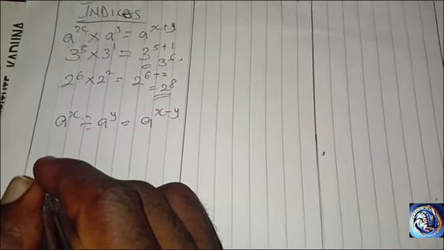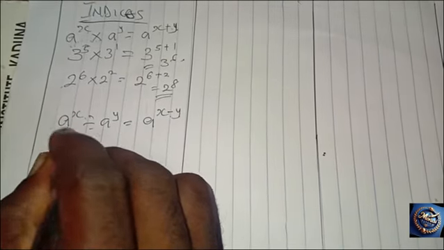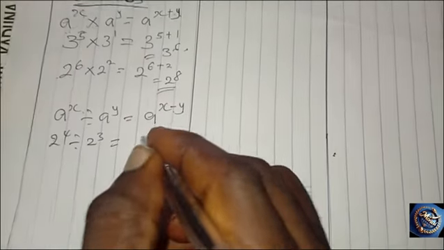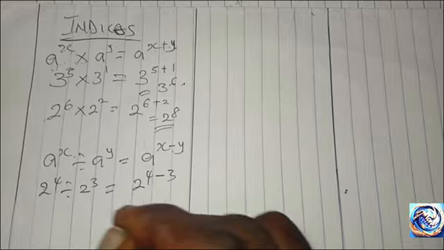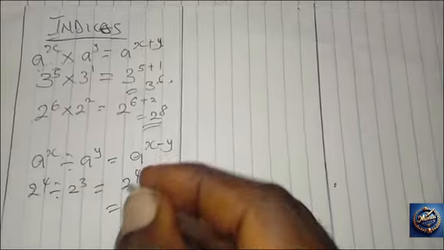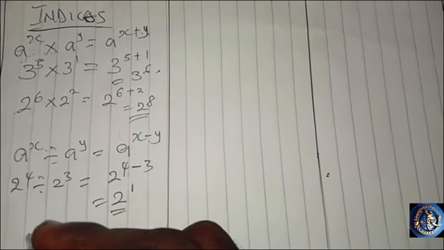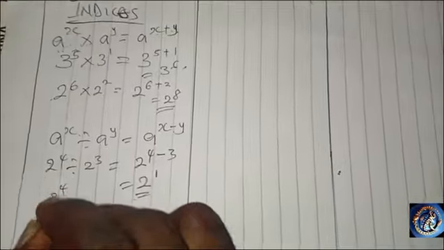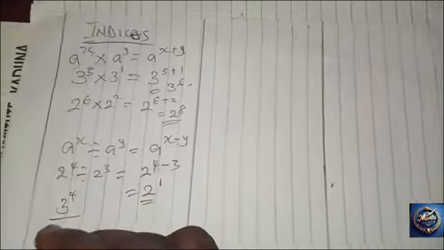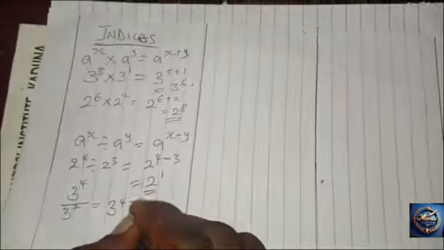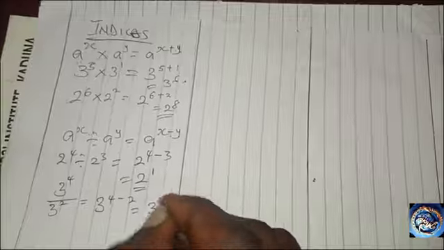An example of such is 2 raised to power 4 divided by 2 raised to power 3. The answer will be 2 raised to power 4 minus 3, which gives me 2 raised to power 1. Another example is 3 raised to power 4 all over 3 raised to power 2. The answer is 3 raised to power 4 minus 2, which gives me 3 raised to power 2, which is equal to 9. So that is the division law.